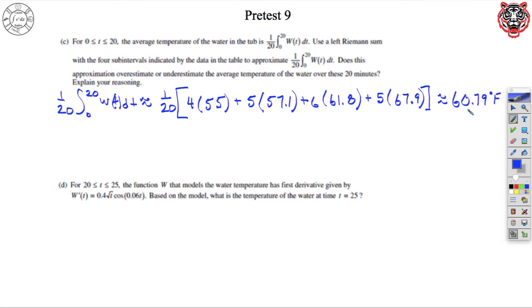degrees Fahrenheit. You don't need to have units on this one. You don't lose points, but you do need 60.79. All right, that's only half of it. It also asks us, does this approximation overestimate or underestimate the average temperature?